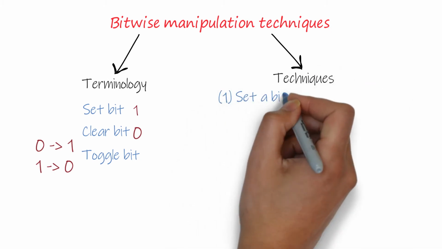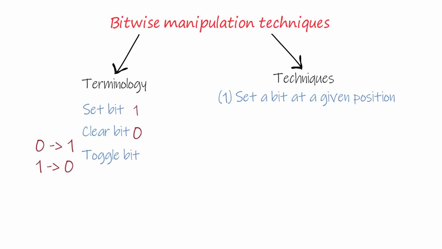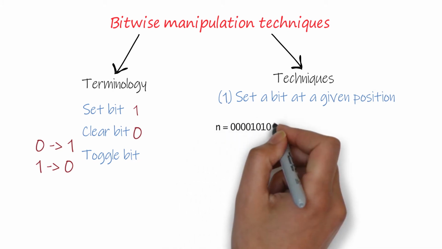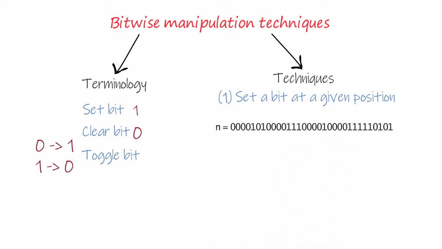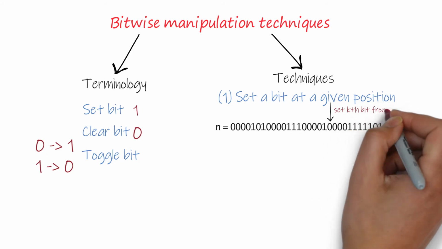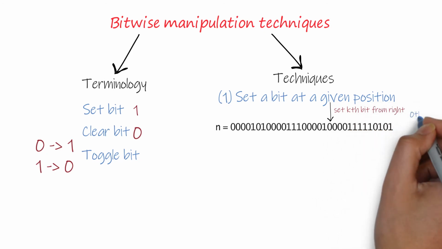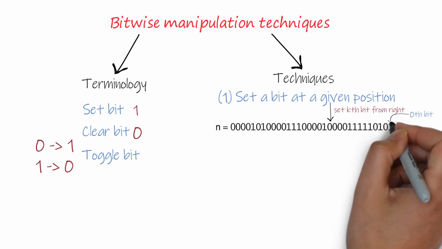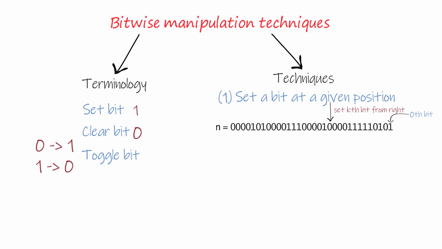The first technique is about setting a bit value at a given position. To state the problem formally, given a number n, set the kth bit in the binary representation of n. I'm counting the bits from the right side and assuming that the rightmost bit is the 0th bit. So the problem is to convert the kth bit to 1 and leave the rest of the bits unchanged.